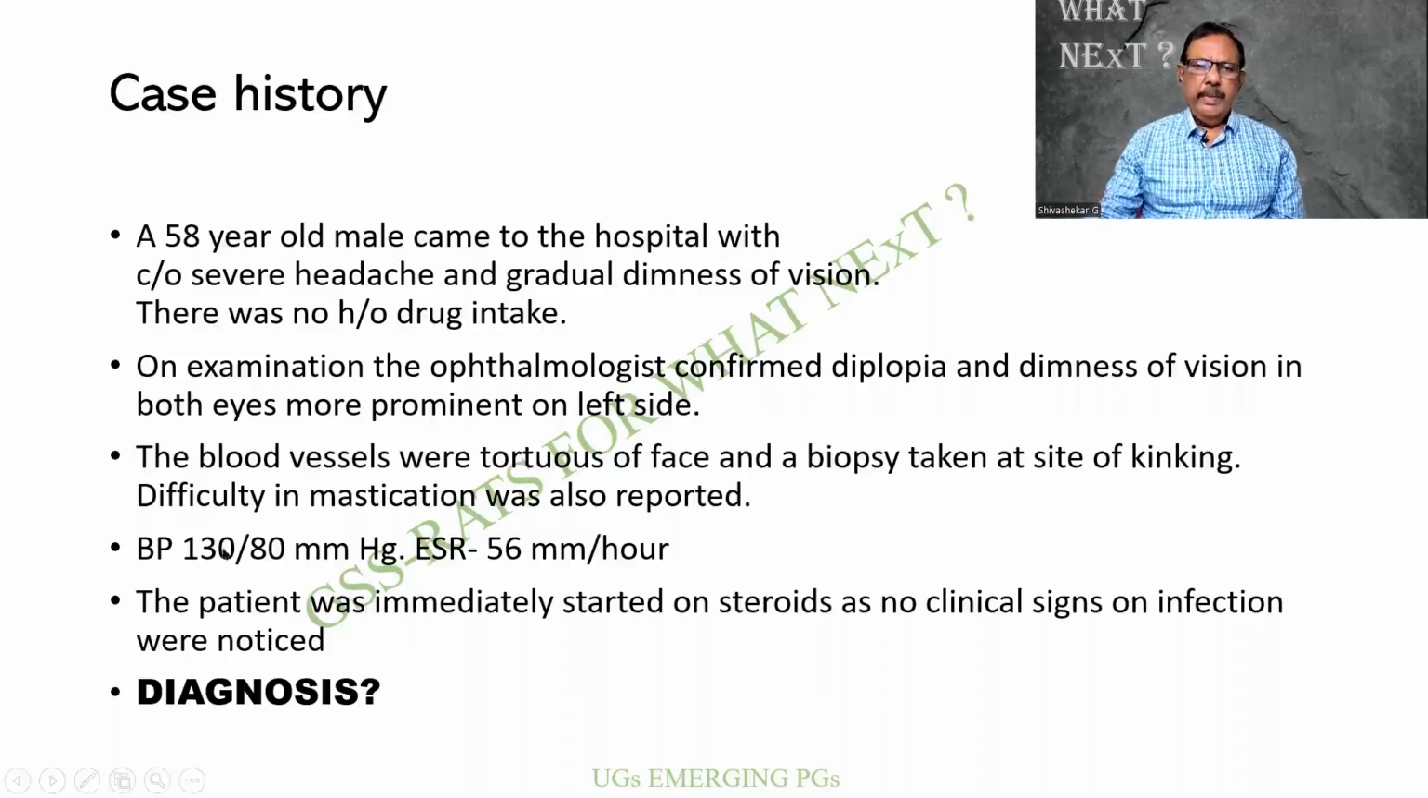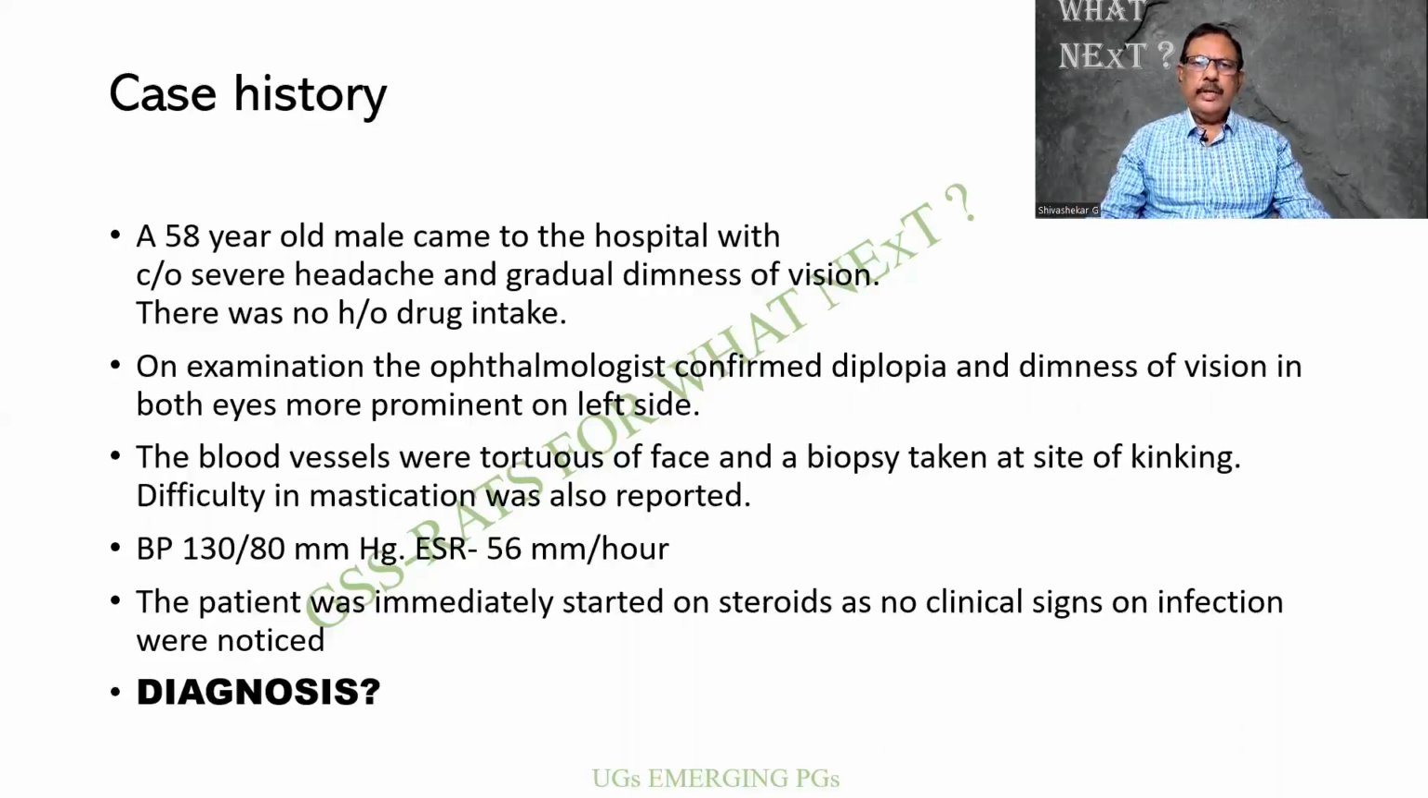As mentioned, the BP was normal. ESR, however, was raised, 56 millimeters per hour. Other hemogram parameters were found to be normal. The patient was immediately started on steroids as there was no clinical sign of infection. What is your diagnosis?